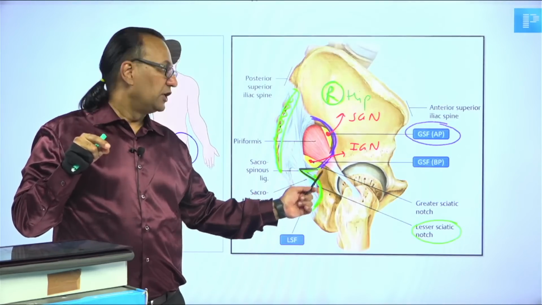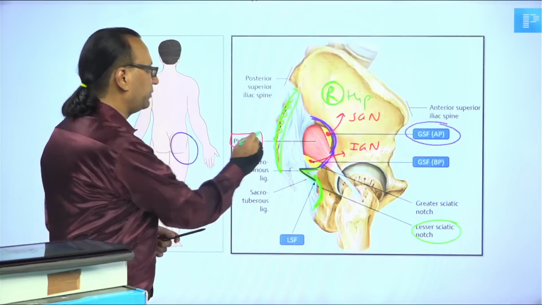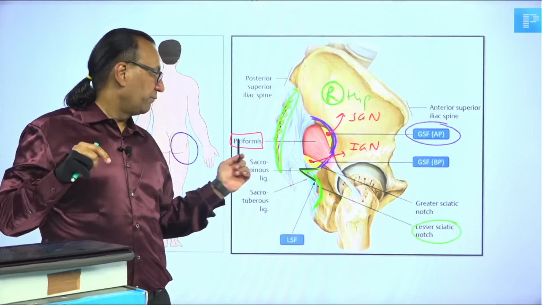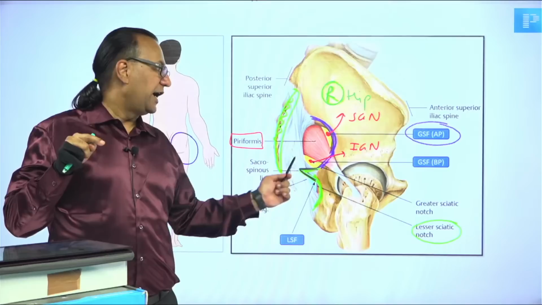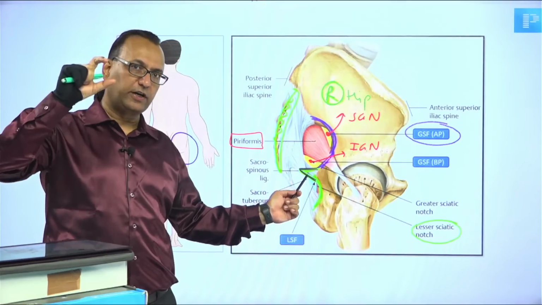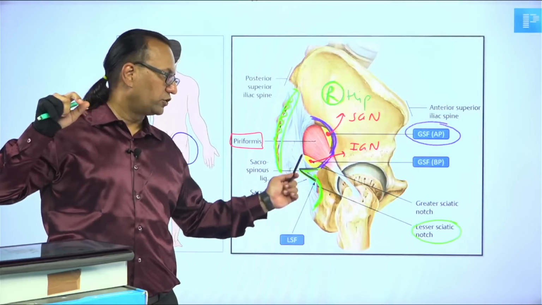sciatic nerve. So which structures pass above the muscle belly of piriformis? Superior gluteal nerve. And which structures pass below the piriformis in the greater sciatic foramen? It is the sciatic nerve and pudendal nerve and nerve to obturator internus and internal pudendal artery and vein. All those structures will pass here.